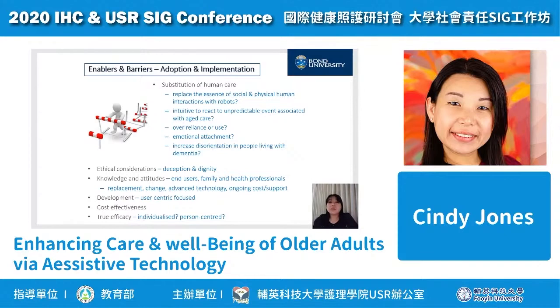Now, there is also concern about the intuitiveness of social robots, especially when there are unpredictable events associated with aged care. Yes, we acknowledge that social robots probably are not intuitive unless there is some sort of alarm system that can be set in the social robots. But in a lot of different things that we give older people, they are not necessarily intuitive in any form, or in ways to react to unpredictable events.